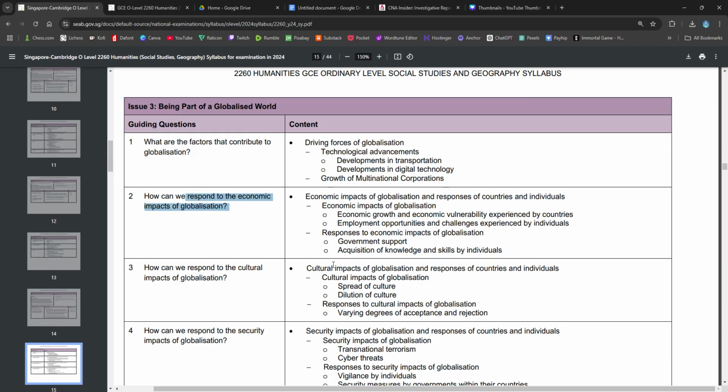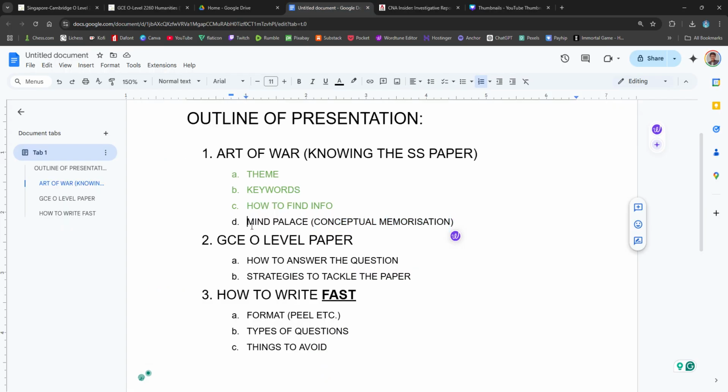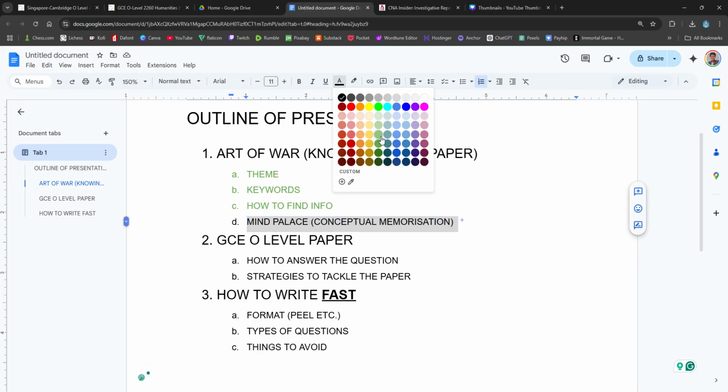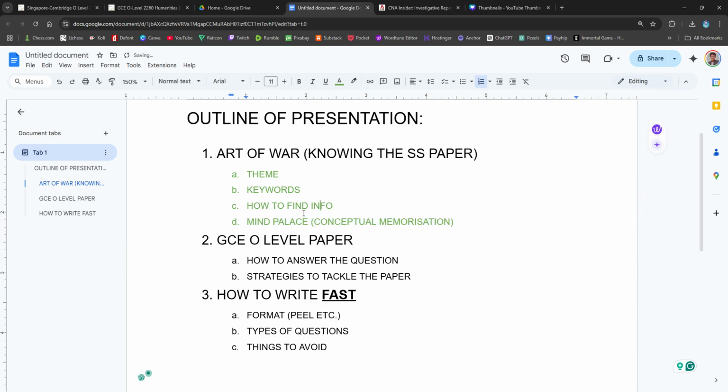apply them appropriately, right? So how do you do this? You gotta practice your papers, right? Draw mind maps, stuff like that. Activate your mind palace. It's really powerful. Your mind is really powerful, right? So now we've really gone through chapter 1, the art of war, knowing the social studies paper.